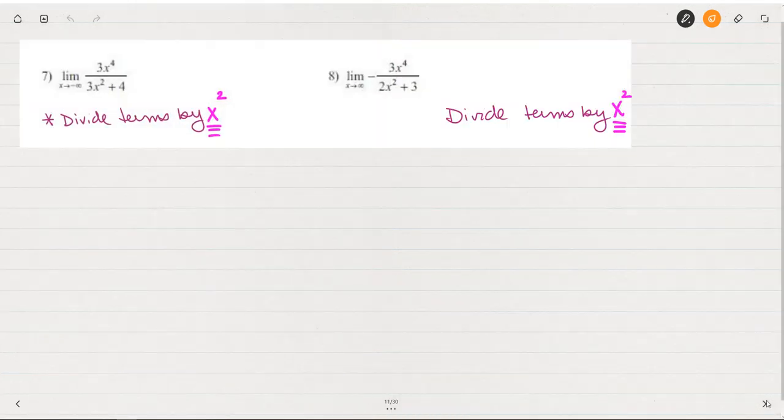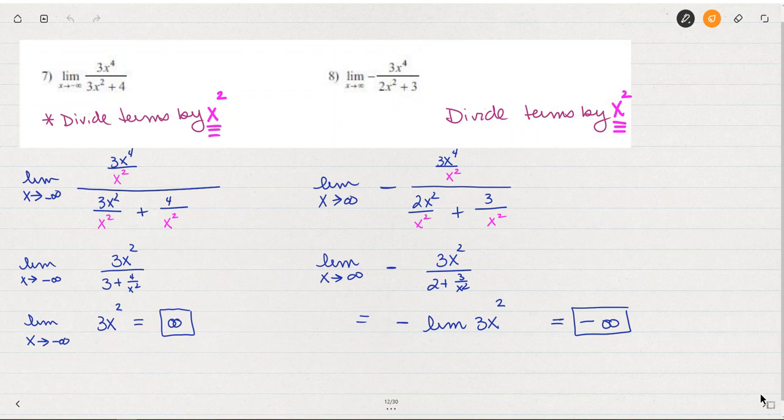Number 7 and 8, we've got to divide the terms by the highest power of x in the denominator. For number 7, that's an x squared. For number 8, it's an x squared again. Try that division. Instead of just watching the video, pause the video for a moment and see if you can complete 7 and 8 on your own. Here it is worked out.